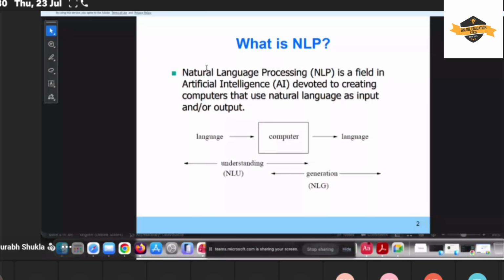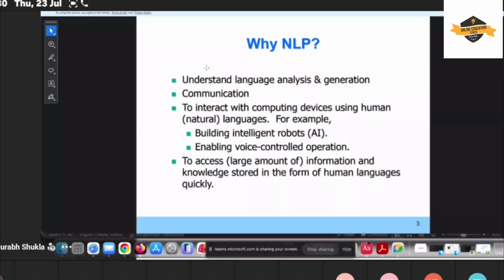Coming back, why NLP is required in terms of large language models, in terms of neural networks, in terms of understanding the language, because generally to interact with Meta, Claude, Perplexity, we use our human language to have a conversation with them.